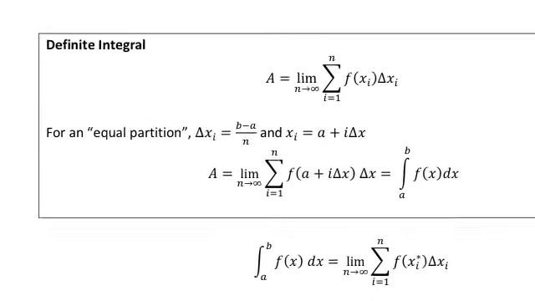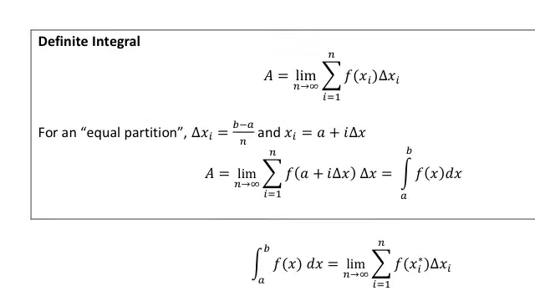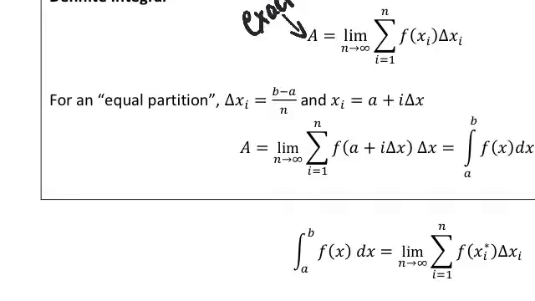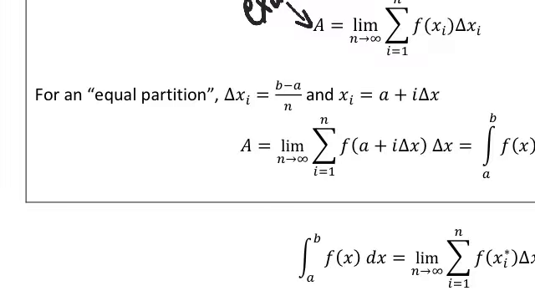Okay, so the definite integral is here in the box. We've just understood that the limit takes us from an estimate to an exact value. So this is the exact area. If you have an equal partition, then we can say a couple of other things: that the delta x sub i will be b minus a over n, and the x sub i will be a plus i delta x, just like we did in the example.